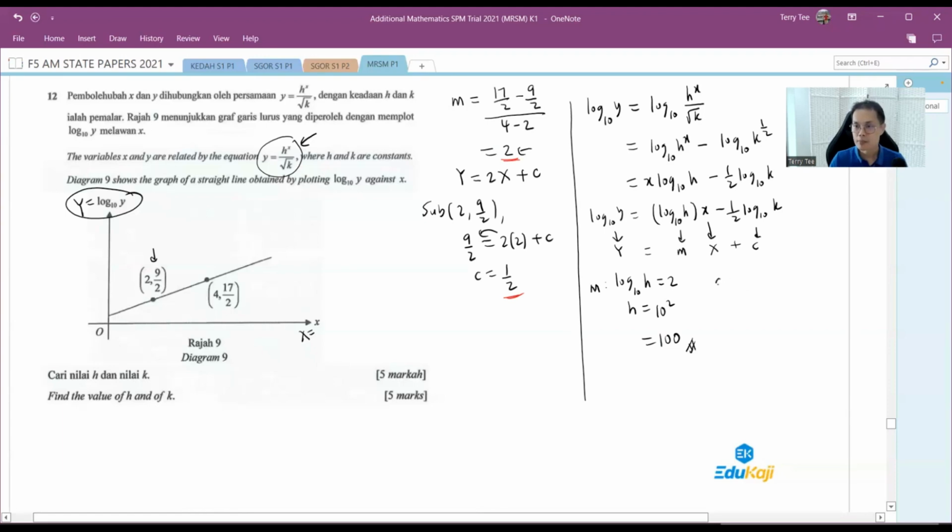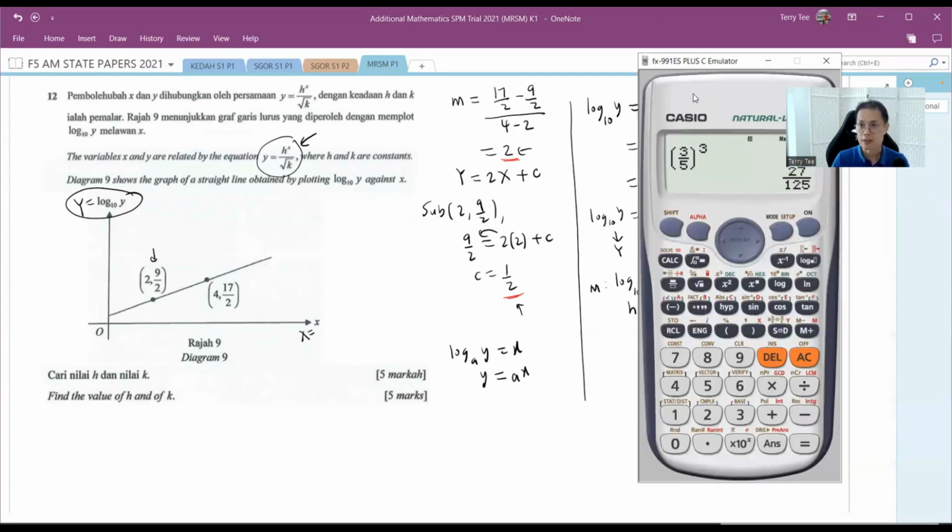Then you continue with your y-intercept. My y-intercept from the equation is negative half log 10 k. From the graph, we got 1/2. So log 10 k is, we can cancel, -1, k is 10 power -1. I hope you know how to change from logarithm form to index form. That is, if I have log a y equals x, my y is a power x. So in this case, 10 power -1, I got 0.1.